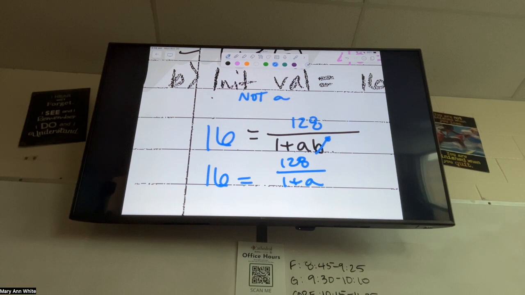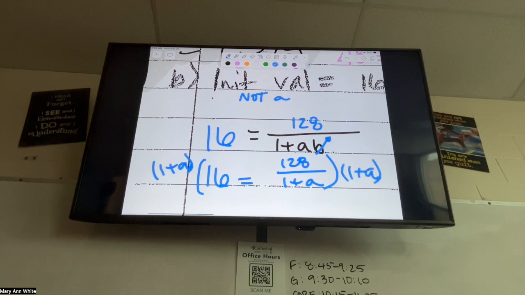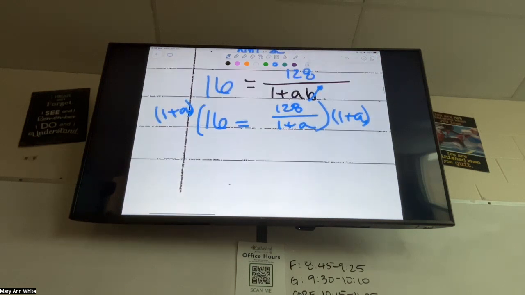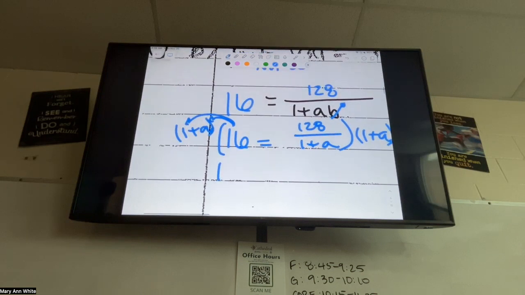Now I want to cross multiply, or some of you just think about it as let's multiply by that 1 plus a on both sides. It doesn't matter how you think of it, cross multiplication or multiplying by the denominator does the same thing. We just don't want any fractions, okay? So I'm going to multiply by 1 plus a to both sides, and I get 16 times 1 is 16, and then 16 times a is 16a. And that's equal to 128, because those cancel, and I distributed that.